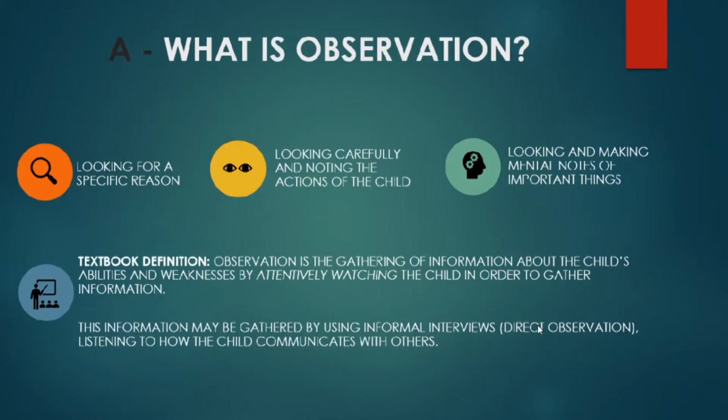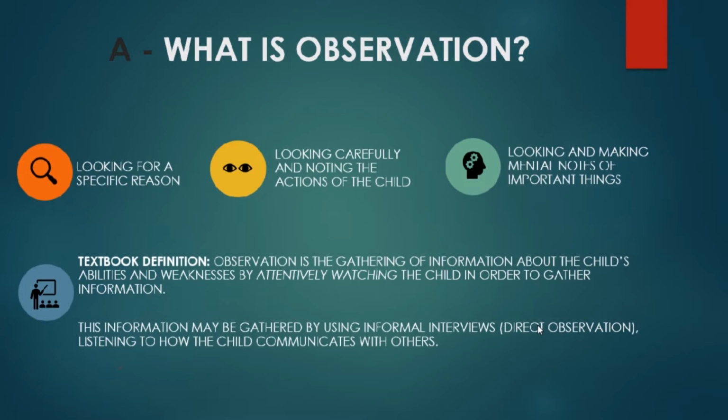In terms of observation, I want you to think about what observation means to you. Let me tell you about myself. What do I think observation is? When you do observation, you're looking at something for a specific reason, or you are looking carefully. When you're talking about didactics, we are talking about looking carefully at the child in order for you to note the actions that the child is doing, or you are looking at something to make a mental note in order for you to be able to record that at a later stage.